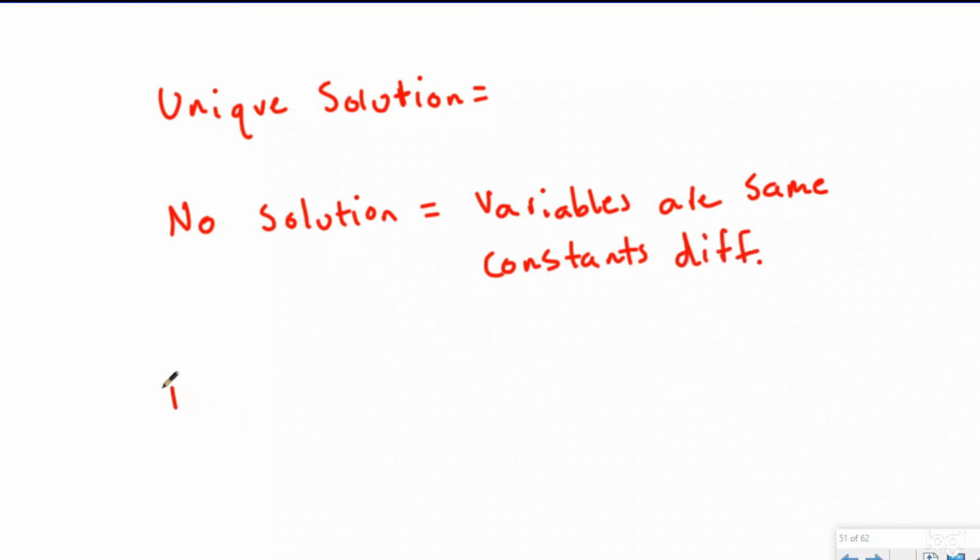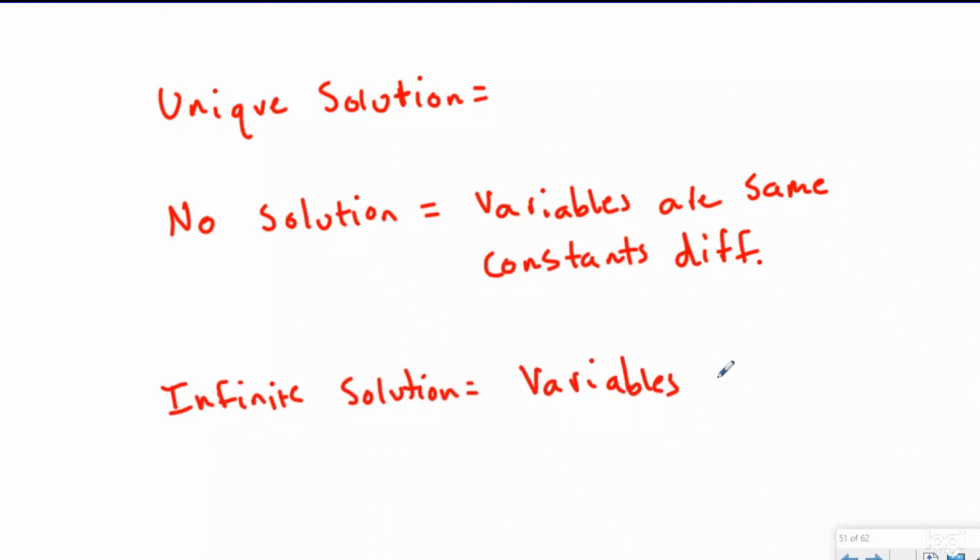And then we have our infinite solution, just like Buzz Lightyear, okay? And if it has an infinite solution, that means the variables are the same, and the constants are the same, right? So my constants and my variables are the same. Wow, that is great handwriting. So that's kind of the recap really quickly of what you learned in this video.